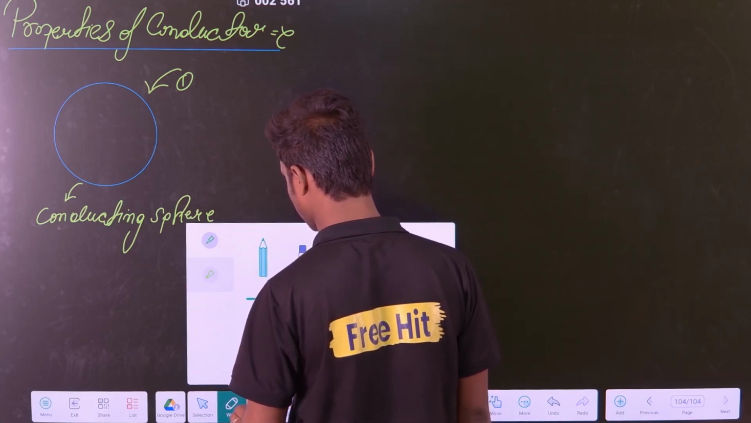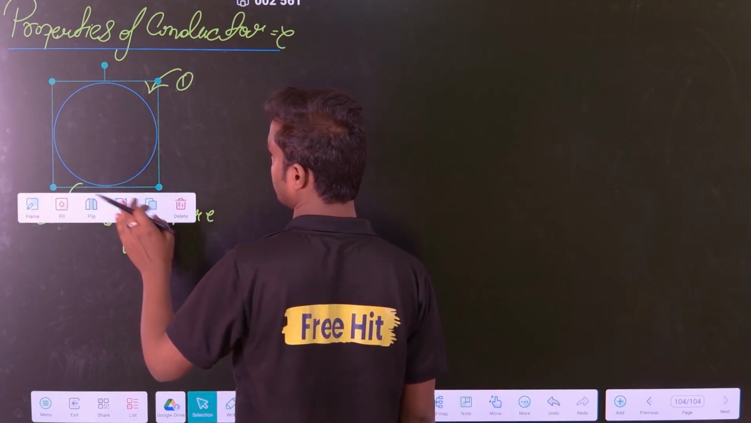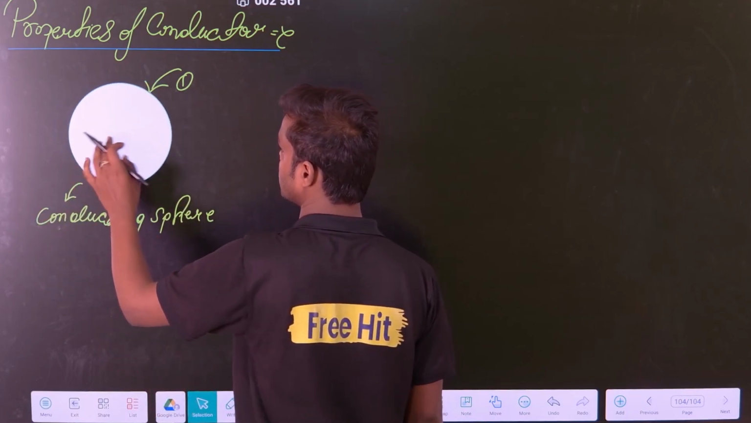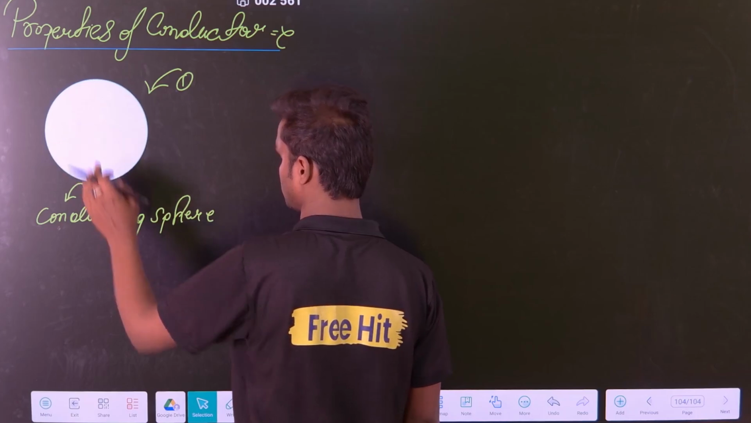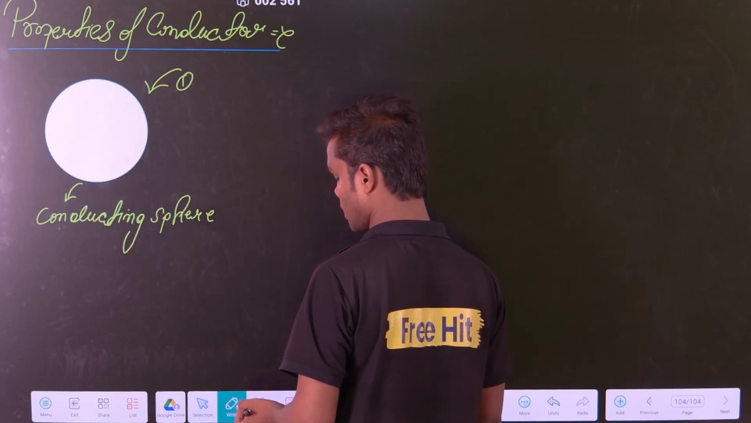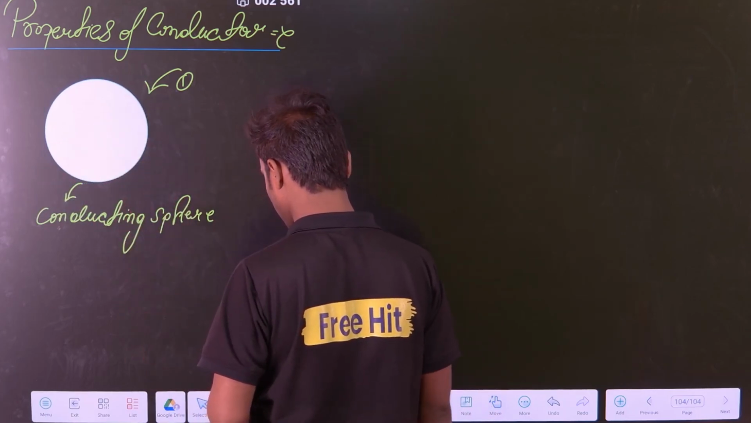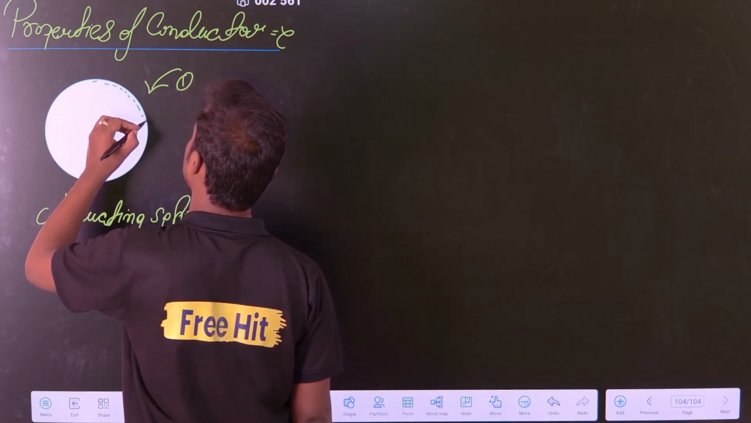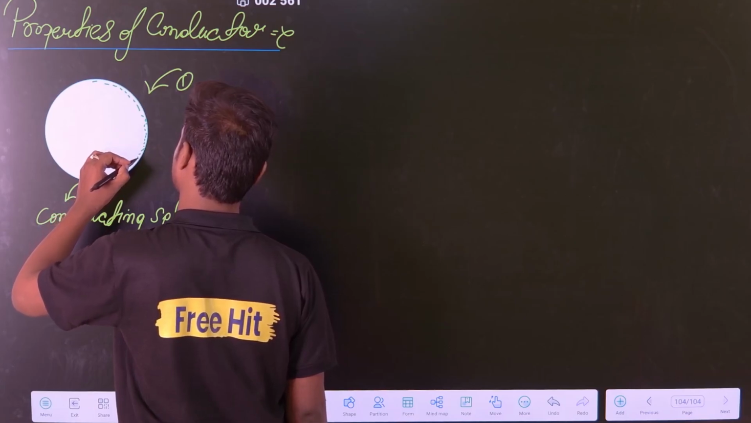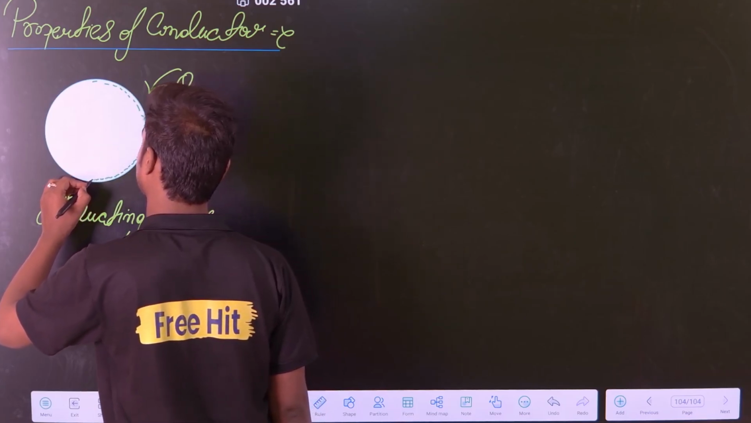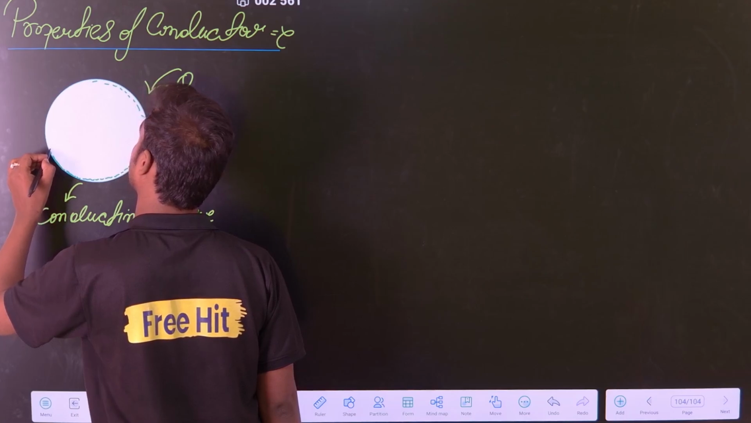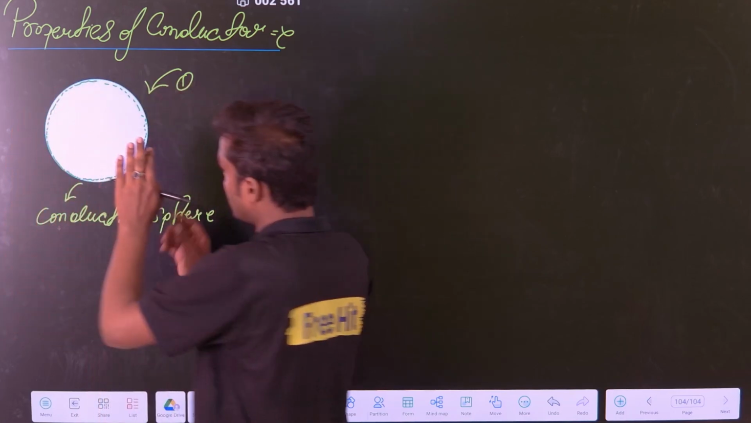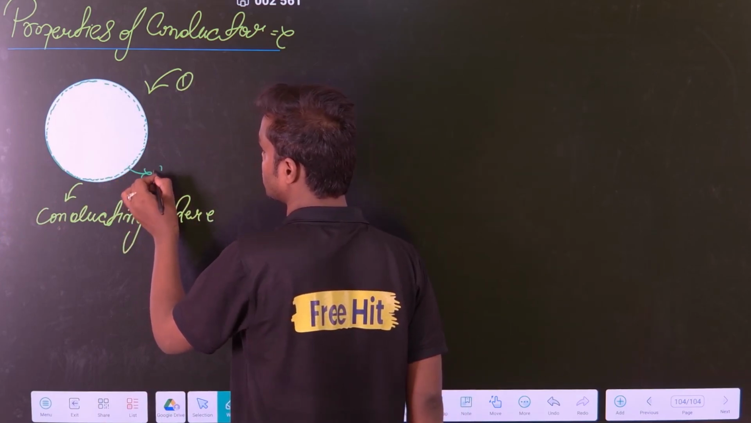Suppose it has some material inside the conductor. Correct? I have given a charge q here. If I take a very small Gaussian surface just inside the conductor, very small, just inside the conductor, okay, I have taken a Gaussian surface. This is my Gaussian surface.